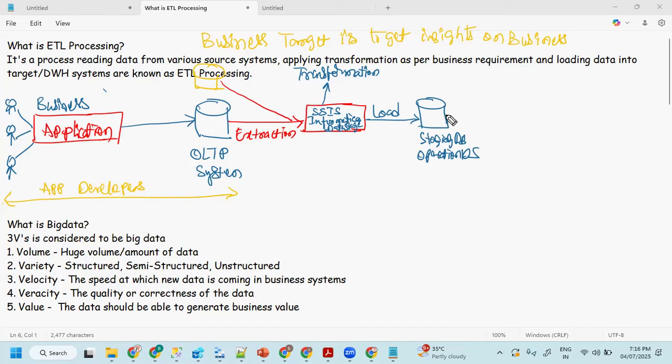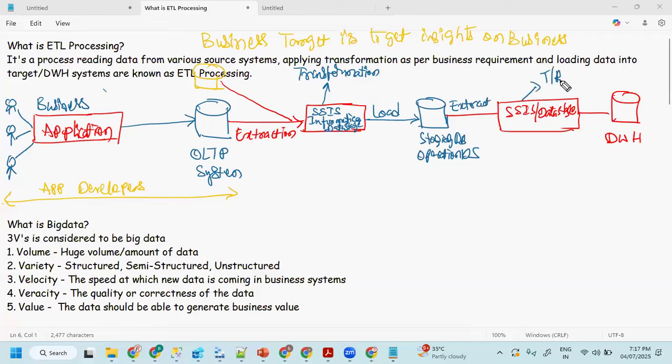People used to take SSIS or DataStage, something like this. And these tools will again be used in the second stage to apply the transformation. And then finally, they're going to load the data into the data warehouse. You're extracting the data from the system. Here also you're having extraction and transformation and then load.